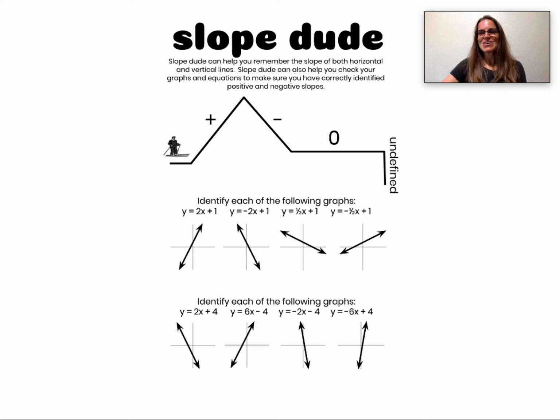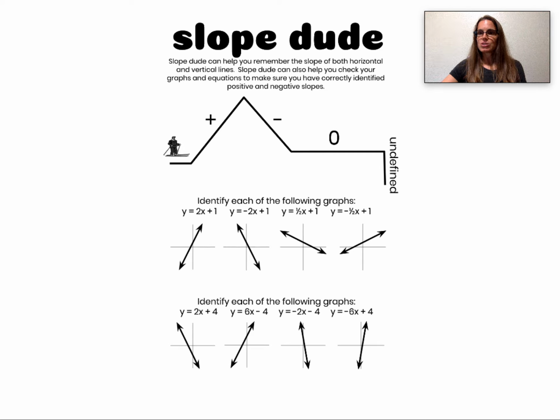We can use Slope Dude to do some really interesting matching of equations to graphs. Or at least I think this is really interesting. So here I'm giving you a list of 4 equations. y equals 2x plus 1, y equals negative 2x plus 1, y equals 1/2 x plus 1, and y equals negative 1/2 x plus 1. All of these have a y-intercept of 1, so I can't distinguish my graphs using the y-intercept. I'm going to have to figure out which equation matches which graph just by looking at the slopes.